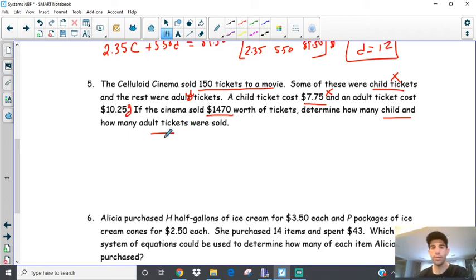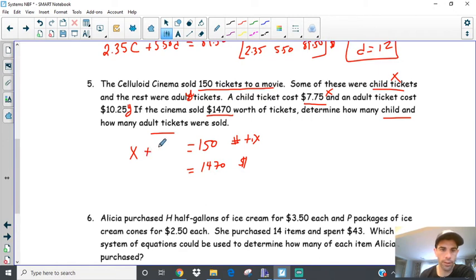Okay? So when I go through this, again, there are two totals. One of those totals was 150, and that shows the number of tickets that were sold. And then the other was 1,470, and that's how much money I made. Okay? So the tickets, well, what kind of tickets are there? There were child's tickets, children, and then there were adult tickets. So it's just X and Y, okay? One X, one Y, and if you add up the X's and the Y's, which I don't know, it's going to give me 150.